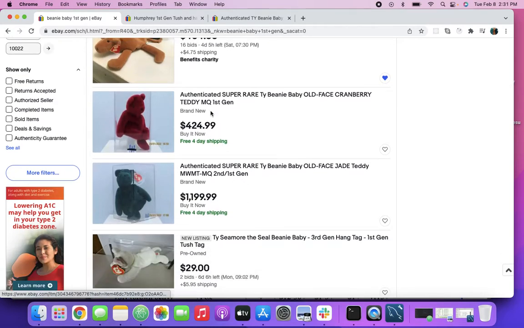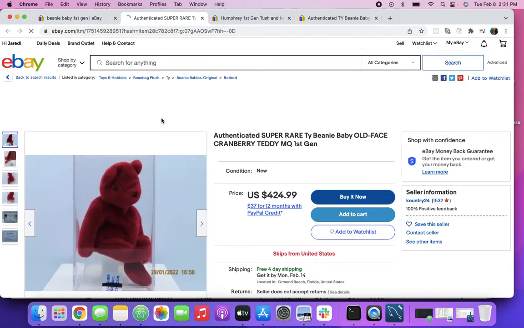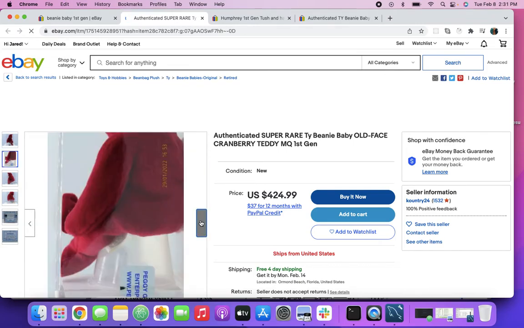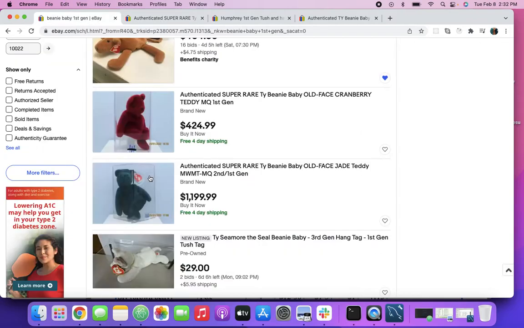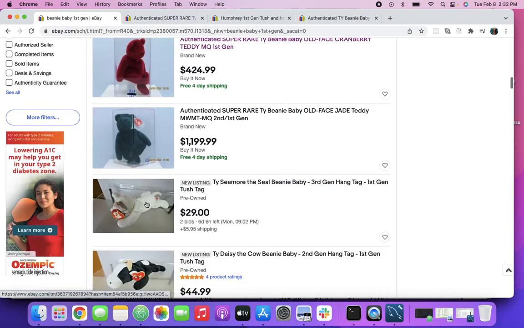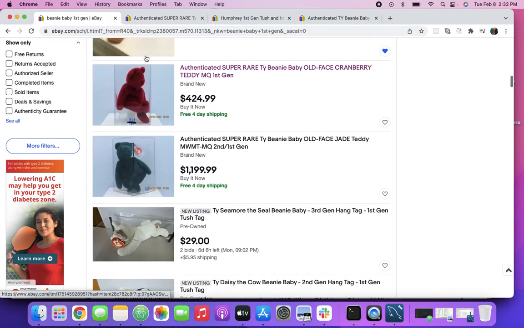Let's see, authenticated first. Teddy MQ, mint quality, first gen. I don't think there's a hang tag. So it's not first gen, if you don't know. So this is way overpriced. This one, second gen, this is way overpriced. This should be valued at around 75 to 100, I would say.